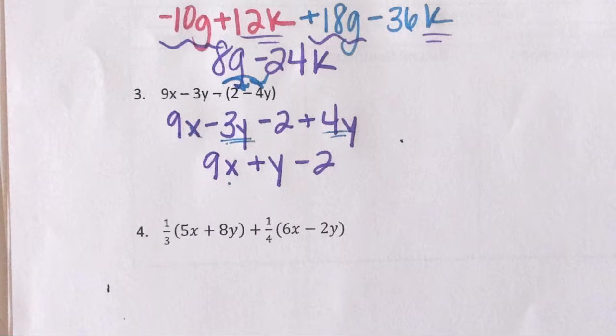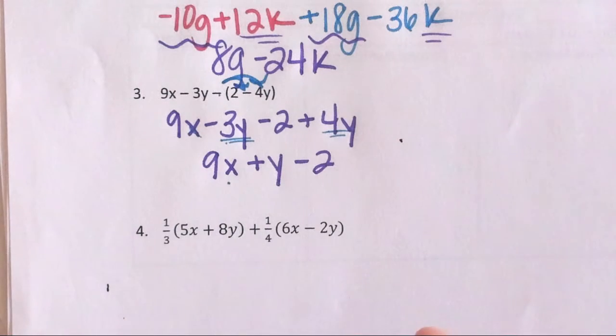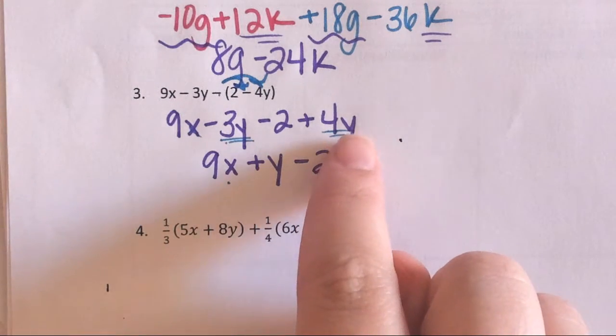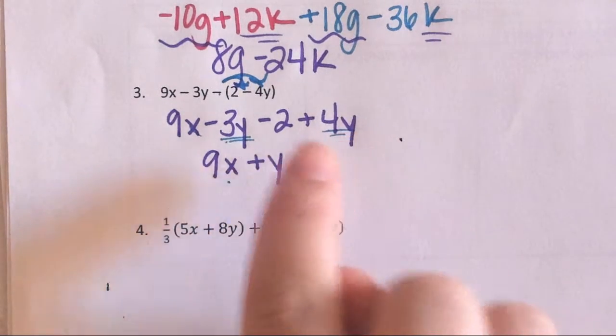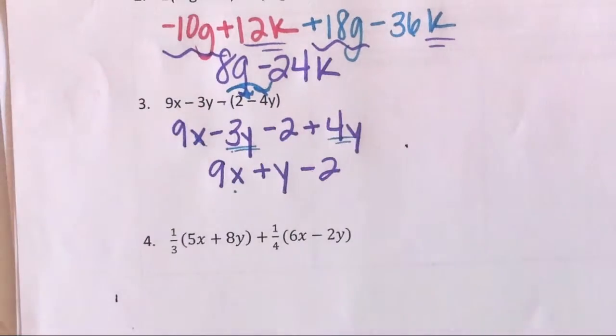If you missed 3, you did not distribute that negative, and it's messing you up. I bet the term you missed was the y, because you didn't put a positive 4y, because you forgot a negative and a negative make a positive.